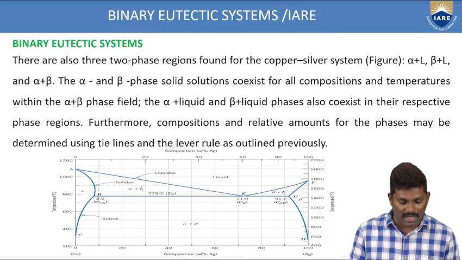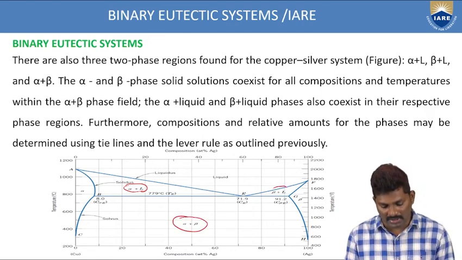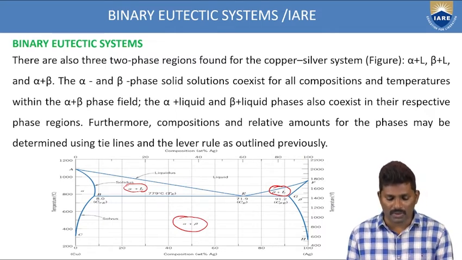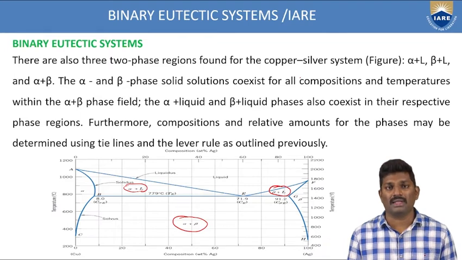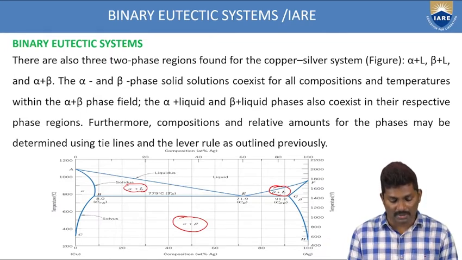So here you can identify alpha plus L is one two-phase system, alpha plus beta is another two-phase system, and beta plus L is another two-phase system. So how many? A total of 3 two-phase systems are present in this binary eutectic system. So here we are finding a total of 3. What are those? Alpha plus L, alpha plus beta, and beta plus L.